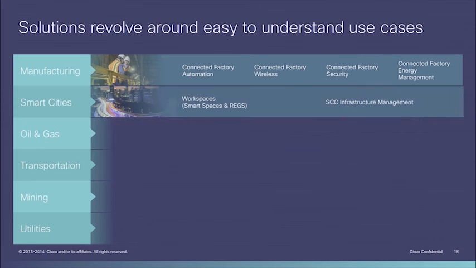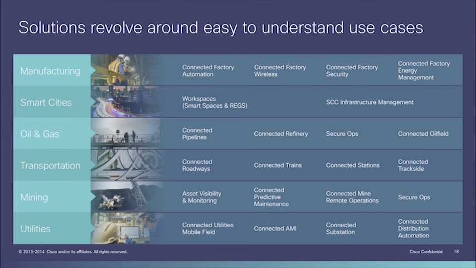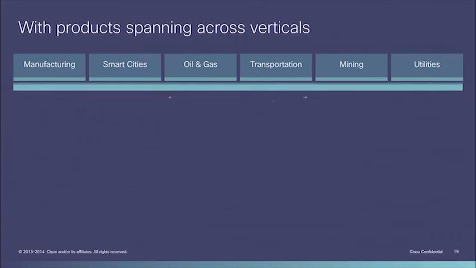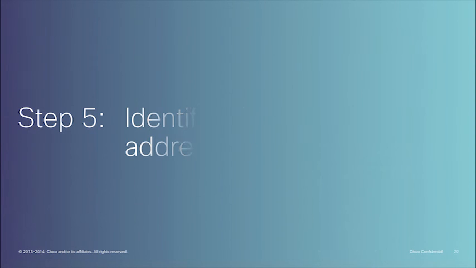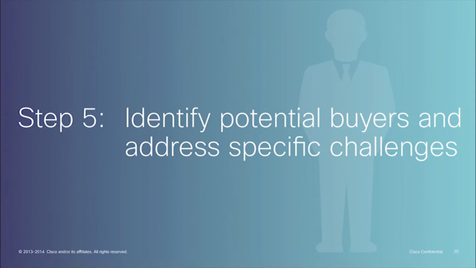As you've seen before, Cisco provides comprehensive solutions that revolve around easy-to-understand use cases at different levels of implementation. Now that you've identified your strengths and skills, reviewed your existing customer base, and found triggering events, you can choose a solution that will best fit your customer. Remember, Cisco IoT solutions are based on specific products that span across all 6 verticals. Make sure that you stay current on release dates for all connected solutions by visiting our website at cisco.com/go/IoT.